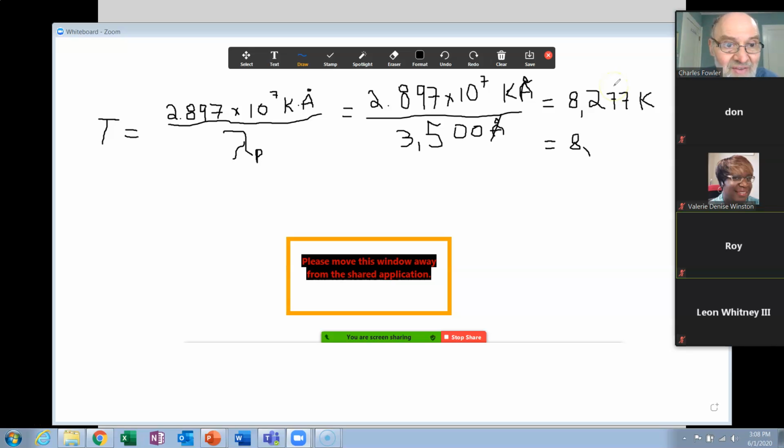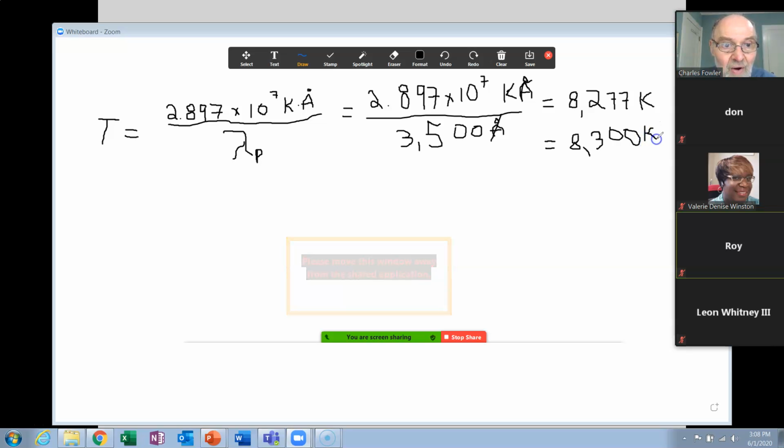Look to the right, that's a 7. It's greater than 5, so we up the 2 to make it a 3. You're rounding up. And then because you need the other 2 digits there, you just put zeros in their place. So that's 8,300 K. Now, if you recall, the surface temperature of the sun is quite a bit cooler than that.